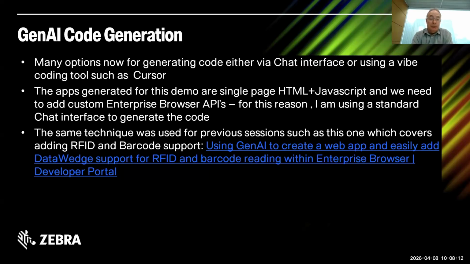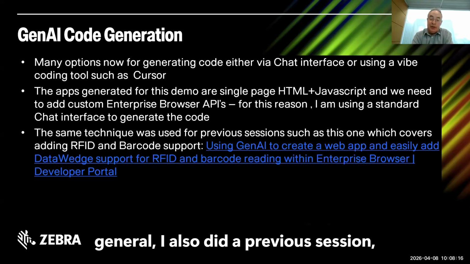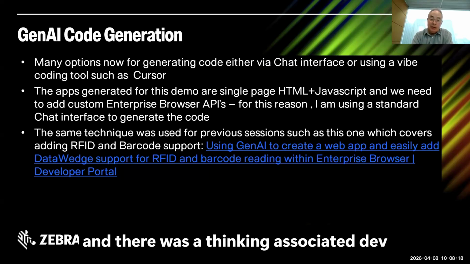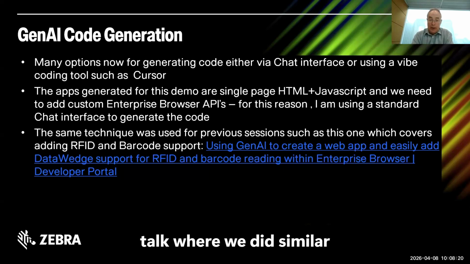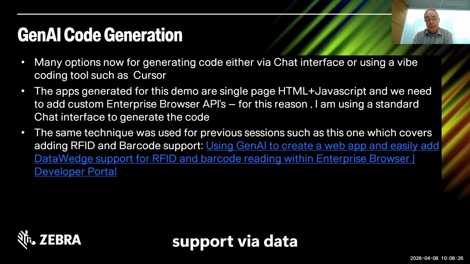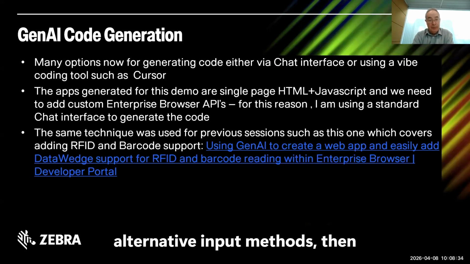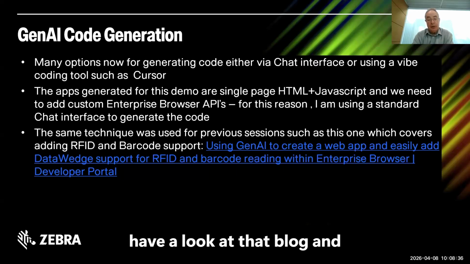If you're interested in this in general, I also did a previous session, and there was I think an associated DevTalk where we did a similar process but added RFID and barcode support via Data Wedge. So again, if you're interested in those two alternative input methods, then have a look at that blog and also the associated DevTalk.